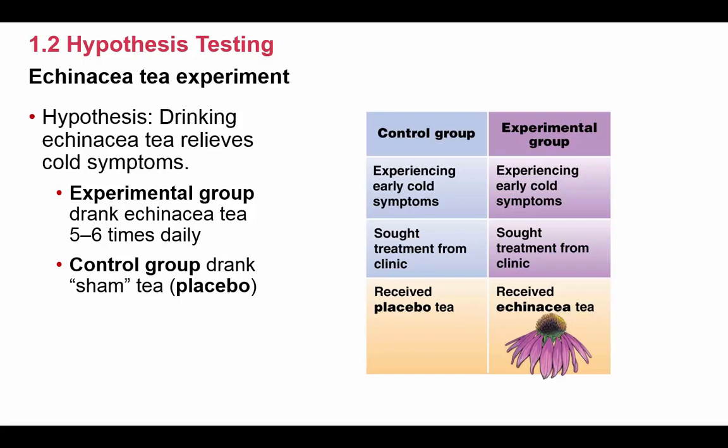But the control group is going to drink a placebo tea, just a tea, 5 to 6 times a day, not echinacea tea. So we're going to assign them randomly, and both groups are going to get tea. But our experimental group is exposed to our independent variable. They're going to drink echinacea tea. Our control group is not exposed to the independent variable, so they're just going to drink another kind of tea.